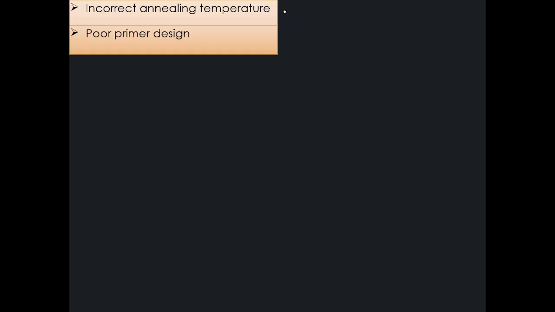The possible reasons could be an incorrect annealing temperature. Means if the suggested temperature is, let's say, 60 degrees, and you are doing your PCR maybe at 65 degrees Celsius, or at too low a temperature like 50 degrees Celsius, then there could be a problem. The other major problem can be poor primer design. The designing of the primer is one of the important criteria when designing a PCR, or any experiment. So that could be a problem.